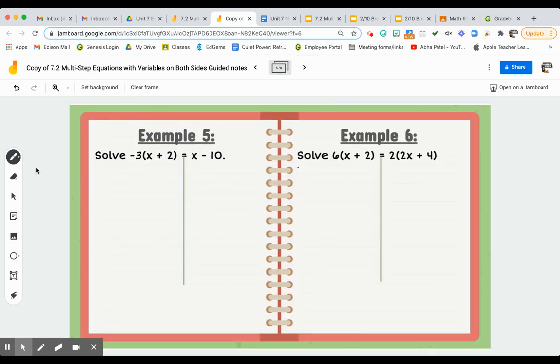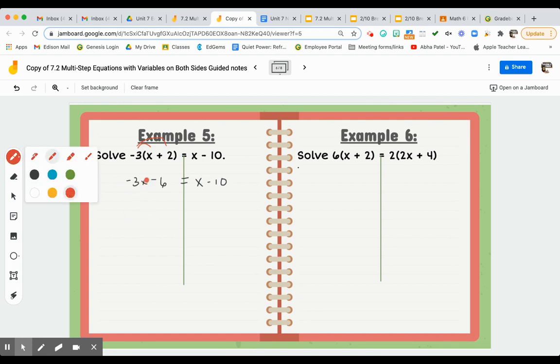If you feel comfortable, pause the video and try it on your own. Okay. Let's distribute first. That's our first step. Only on the left side, there's no distribution on the right side. So let's distribute. So it's going to be negative 3x minus 6. Remember, negative 3 times positive 2 is negative 6 is equal to x minus 10.